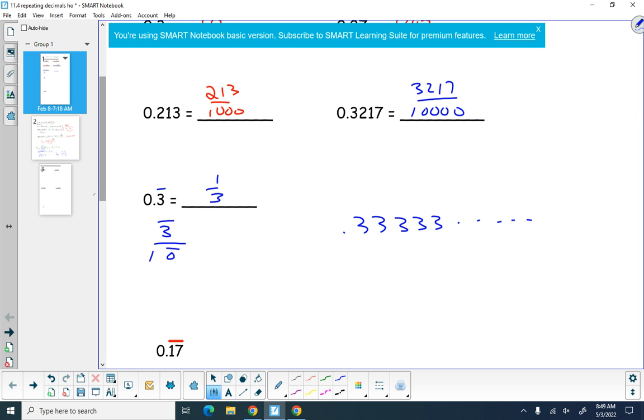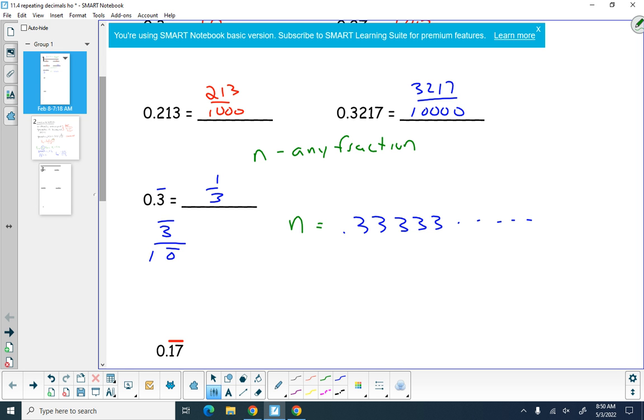Well, what if I have 0.17 repeating though, and I want to change that into a fraction? That becomes an issue. So let's go back to the 0.333 again. What we are trying to create is a fraction n, so it equals 0.33333 and so on.